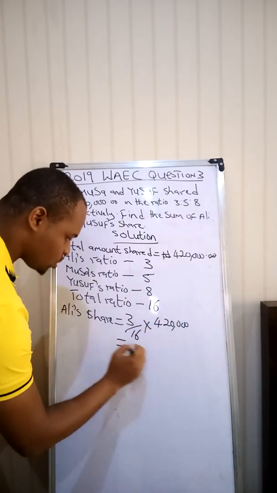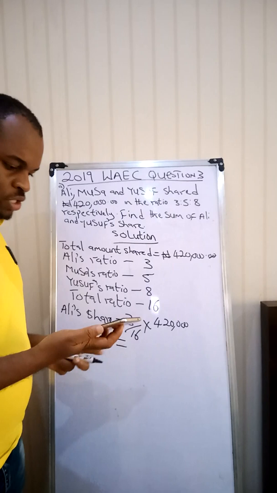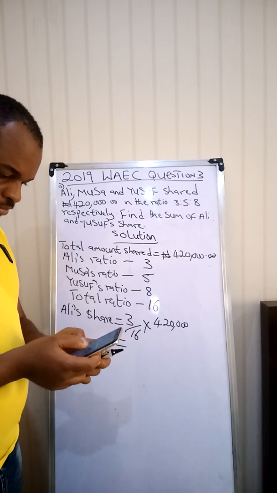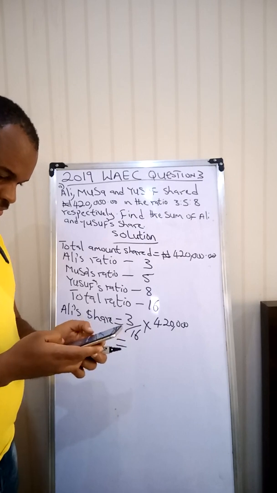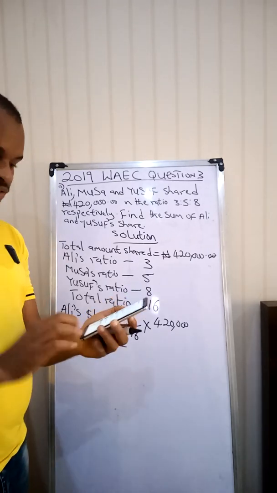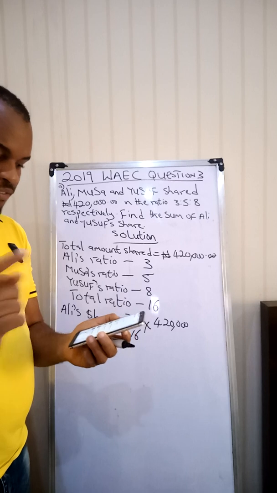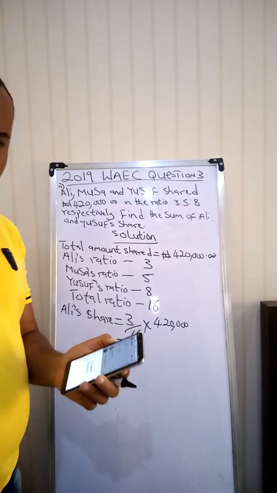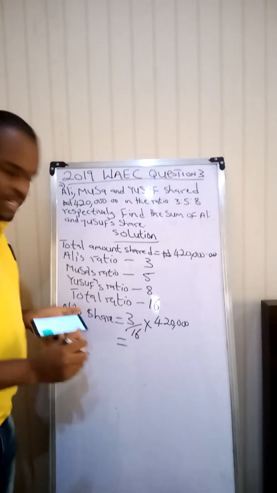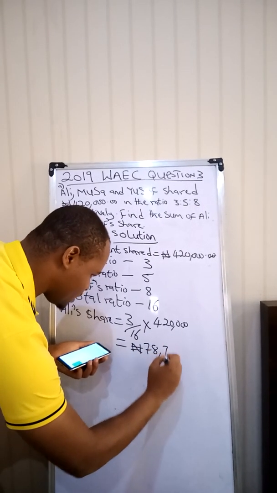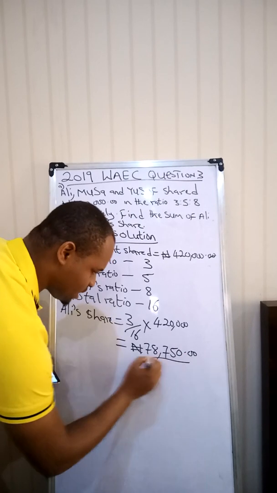420,000. If you have your calculator, let me also use my own calculator and we'll work this out quickly. You can be punching your own calculator while I do the same here. Remember that you won't be allowed to use a phone in the exam hall, so you have to go with your own calculator. I don't have a calculator here, that's why I'm using my phone calculator. By my calculation, I got Ali's share as 78,750 naira.